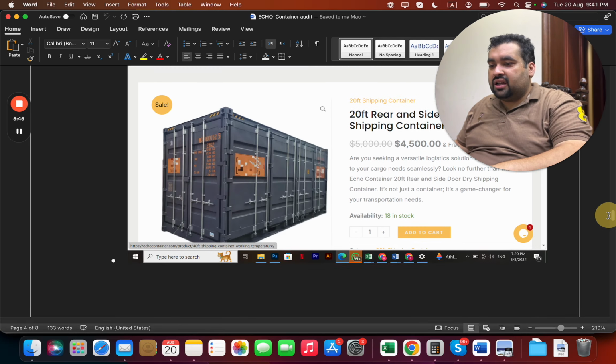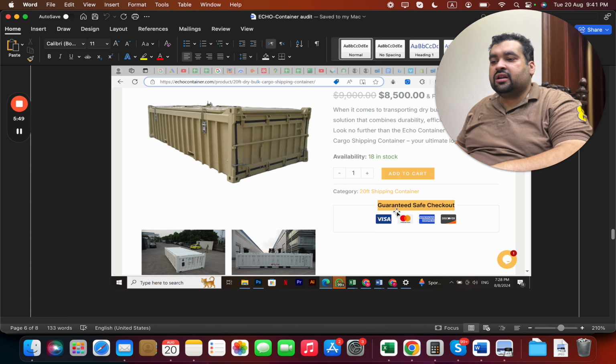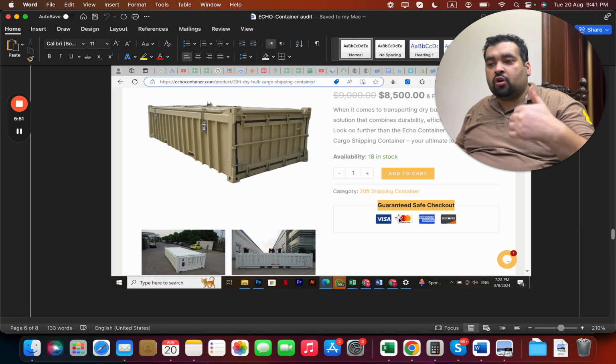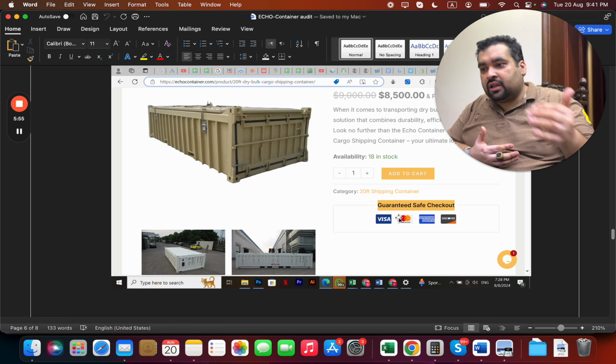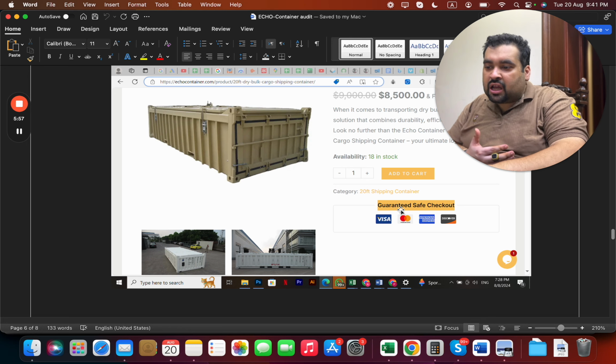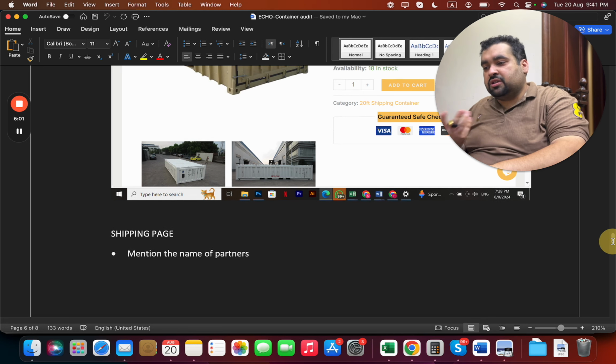After this, you can see use shipping containers. The product page has some further issues. Then, the payment logos, like guaranteed safe checkout. When we saw those, we actually had more payment methods when we do the checkout. But in the product page, we just mentioned 4 payment methods. That could cause a suspension as well.